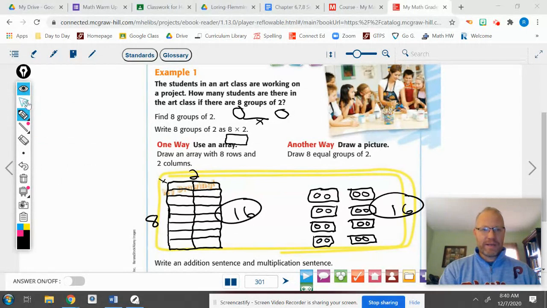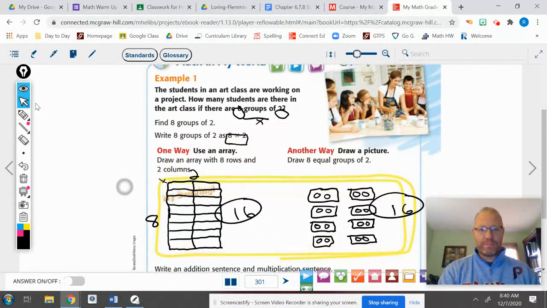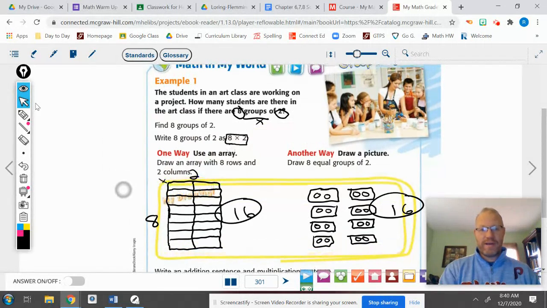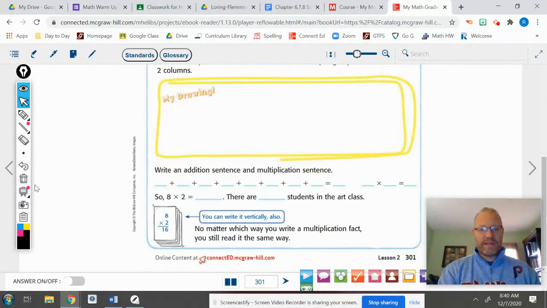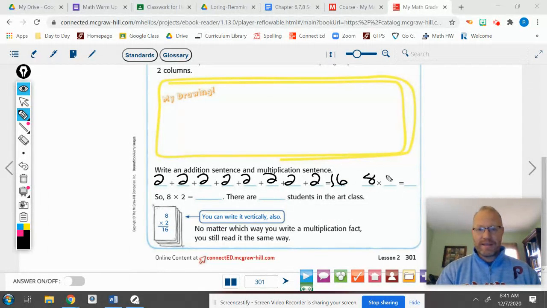Now I'm going to have to erase my drawing to be able to do the bottom part. So if you need to pause this video to finish your drawing, do that. Otherwise, I am deleting it. So coming down, write an addition sentence, and that's what we just modeled by our voice, counting by 2s. So we have 2 plus 2 plus 2 plus 2 plus 2 plus 2 plus 2 plus 2. Take a moment, catch up on that one. And we already said that 2 plus 2 plus 2 8 times is 16. 8 times 2 is 16. So 8 times 2 is 16. There are 16 students in the art class.